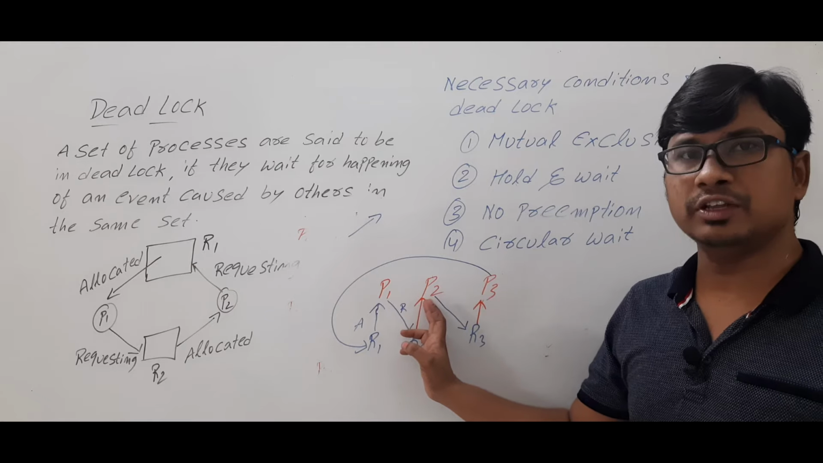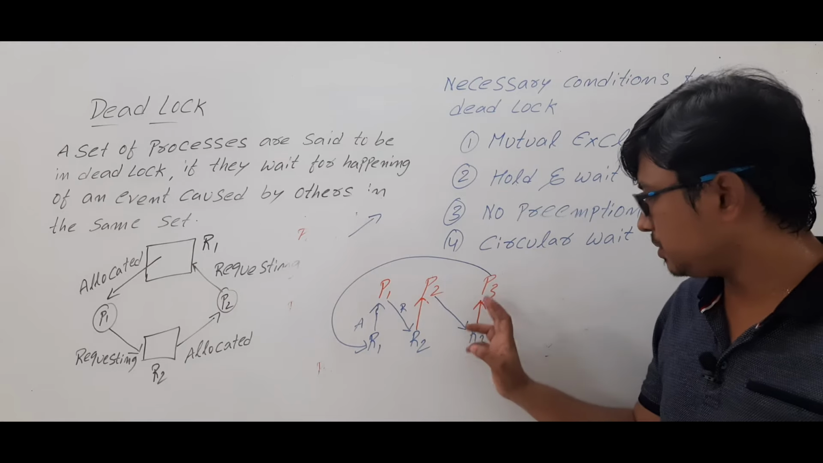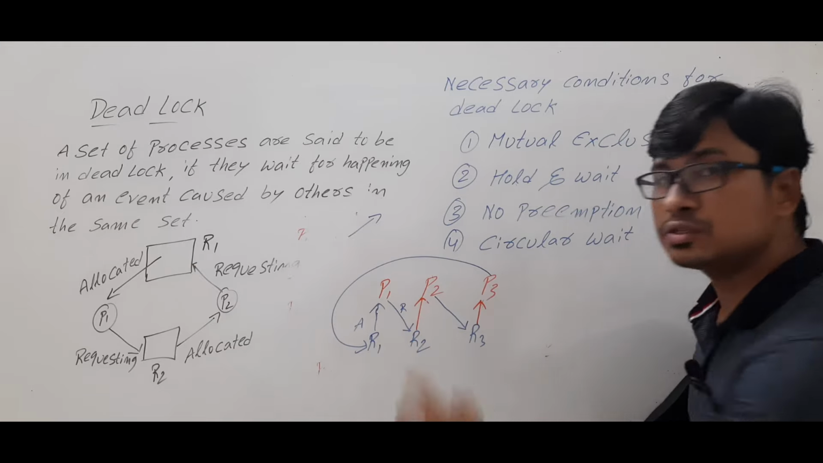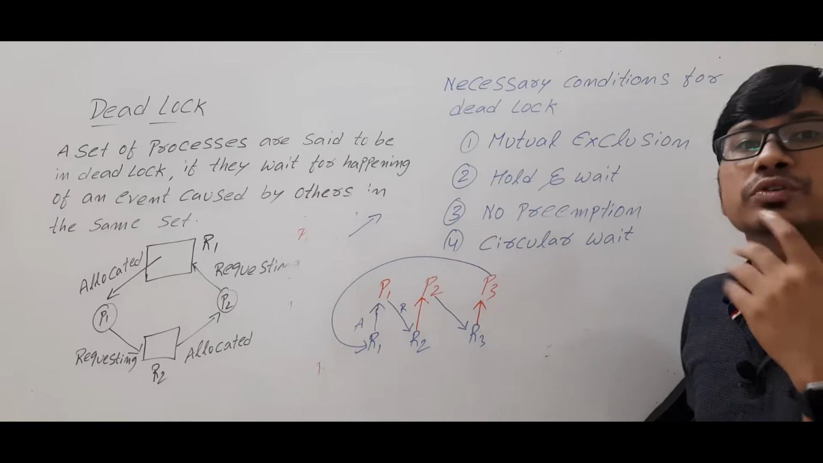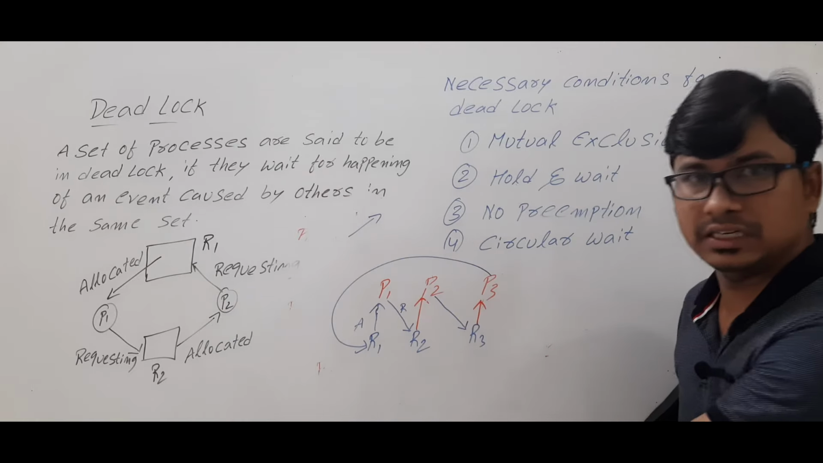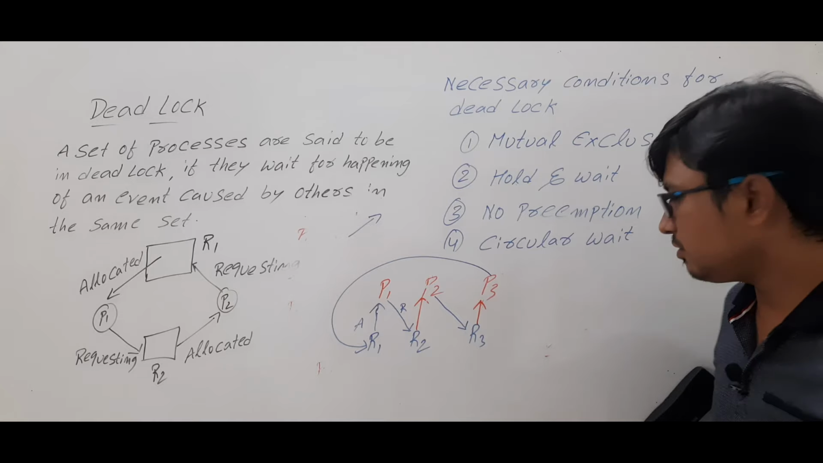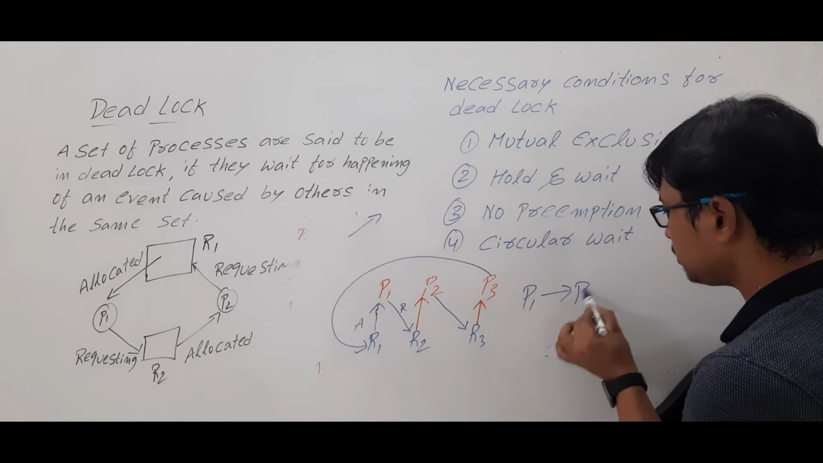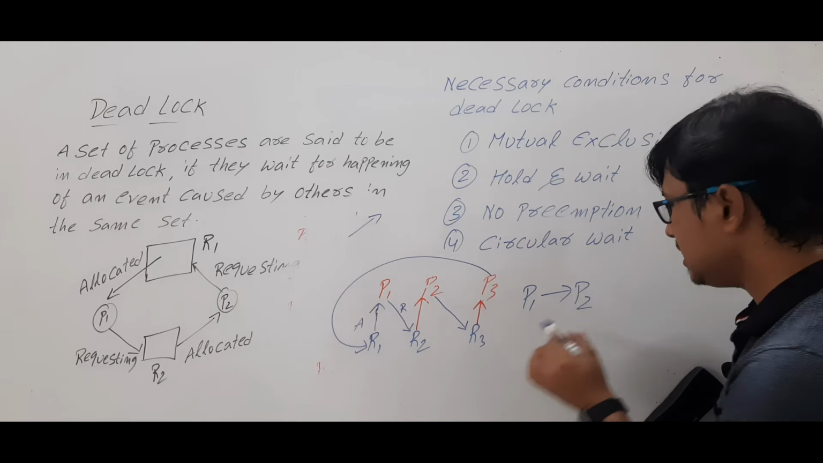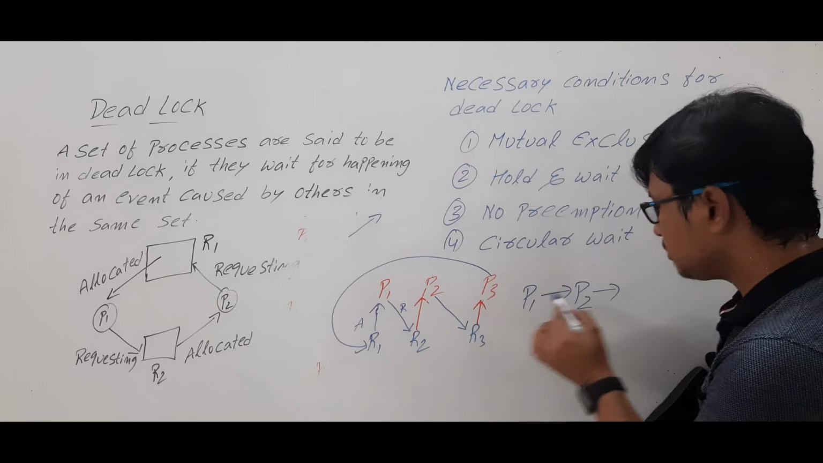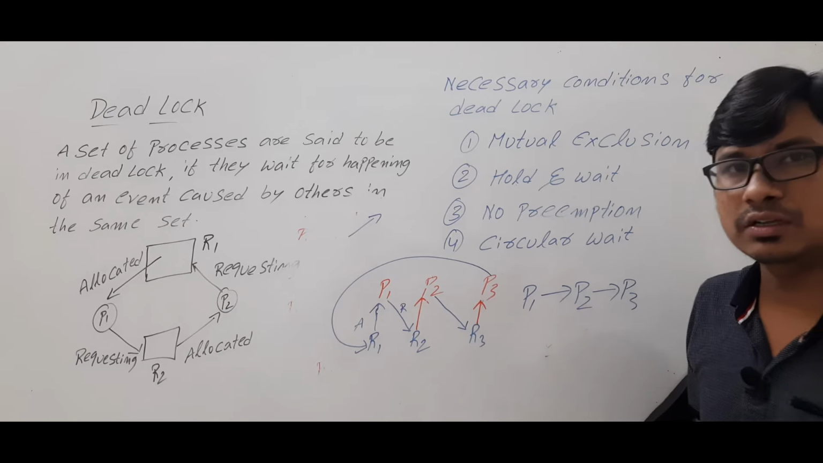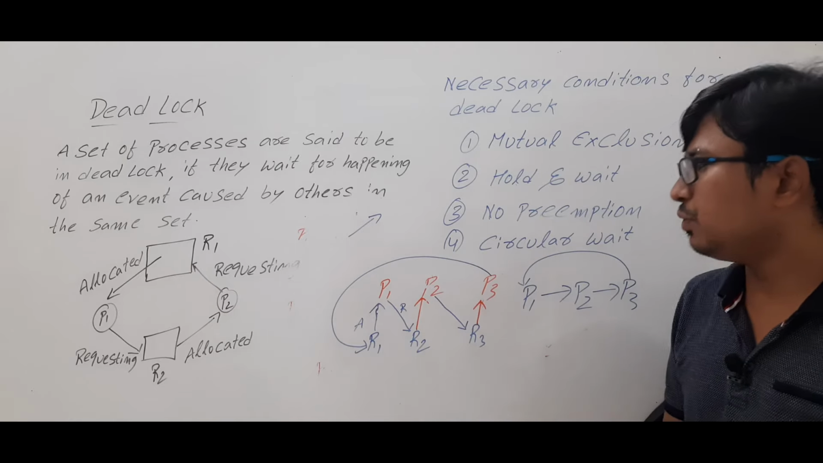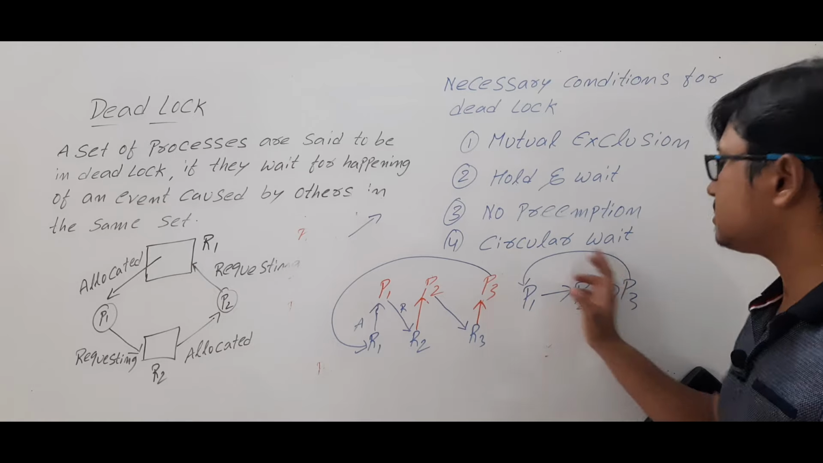Process P1 is waiting for process P2. Process P2 is waiting for process P3. Now process P3 is waiting for process P1 because process P1 needs the resource R2. That resource is with whom? Process P2. If process P2 releases it, then process P1 will get it. Then it will complete the task. So process P1 is waiting for process P2 to release the resource R2. Similarly, process P2 is waiting for process P3 to release the resource R3. Similarly, process P3 is waiting for process P1 to release the resource R1. So it is a circular wait.